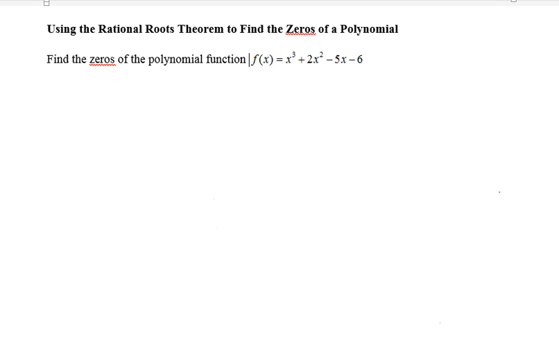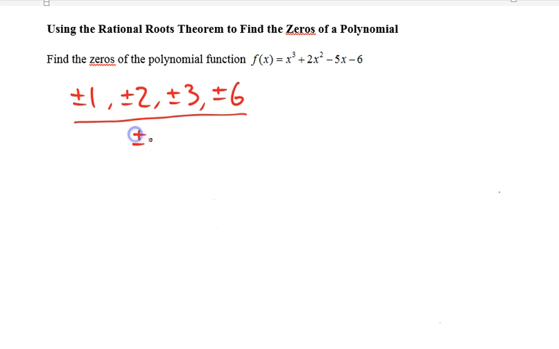So let's recall, the rational roots theorem tells us that if this polynomial function has any rational zeros, then they will be somewhere on a list that's generated by taking the positive and negative factors of the constant and dividing by the positive and negative factors of the leading coefficient. The constant's -6, so its factors are plus or minus 1, plus or minus 2, plus or minus 3, plus or minus 6. And the leading coefficient is 1, its factors just plus or minus 1. Dividing by plus or minus 1 isn't going to do anything, so we really just have a list of 8 possible zeros here.